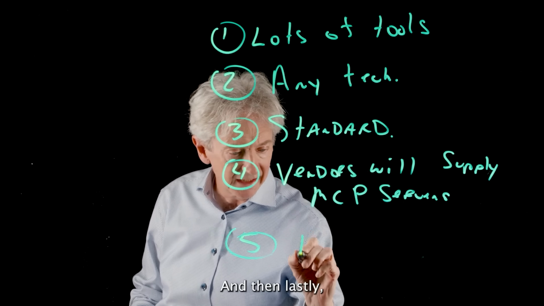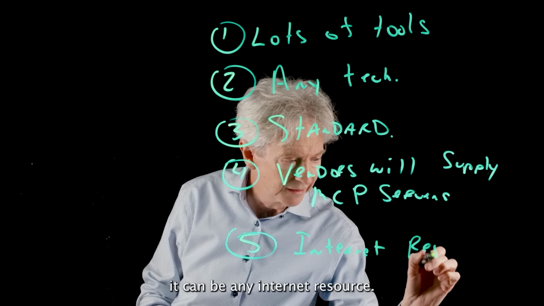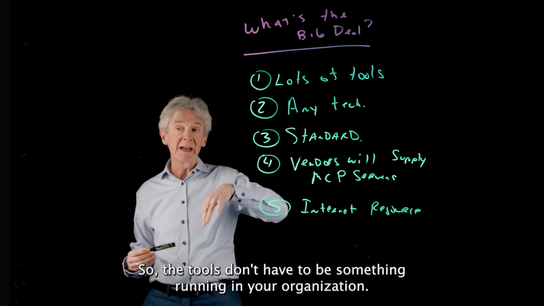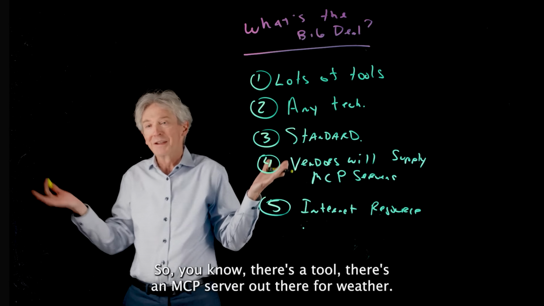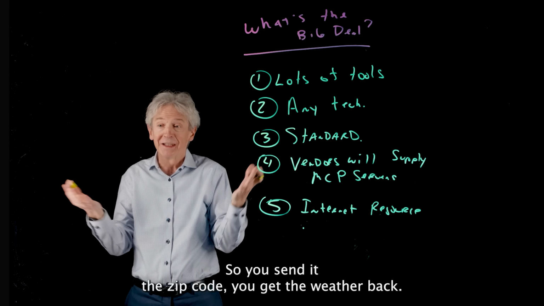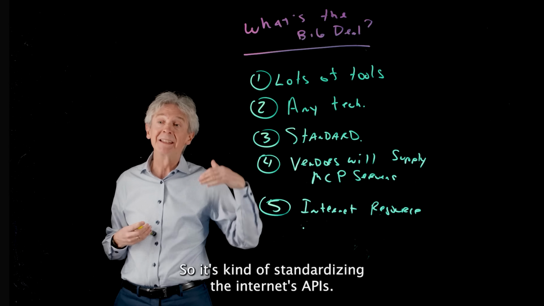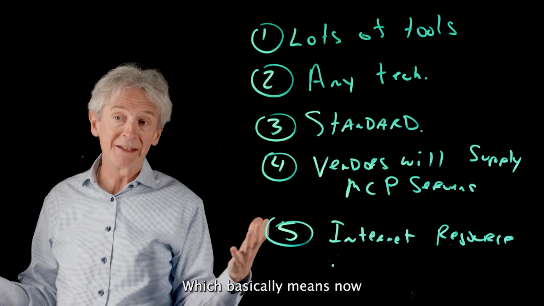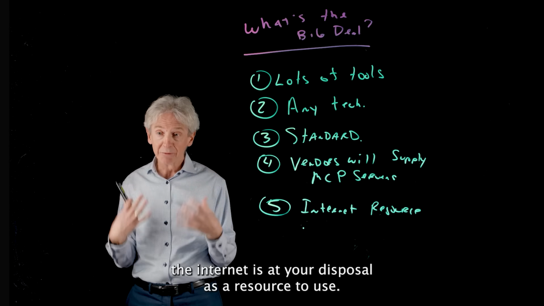And then lastly, it can be any internet resource. So the tools don't have to be something running in your organization. So, there's an MCP server out there for weather. So you send it a zip code, you get the weather back. So it's kind of standardizing the internet's APIs, which basically means now the internet is at your disposal as a resource to use.